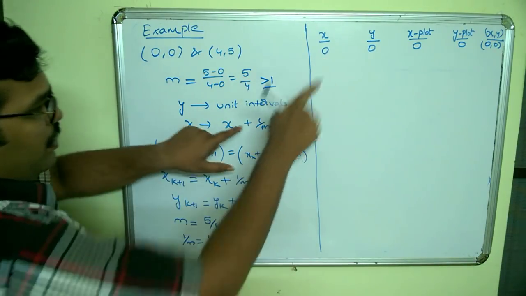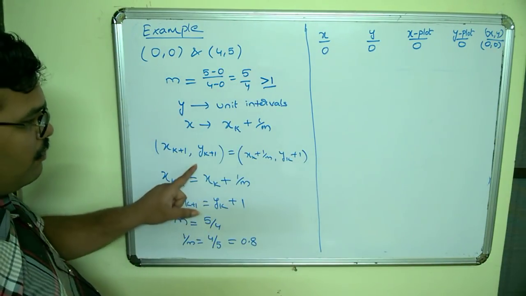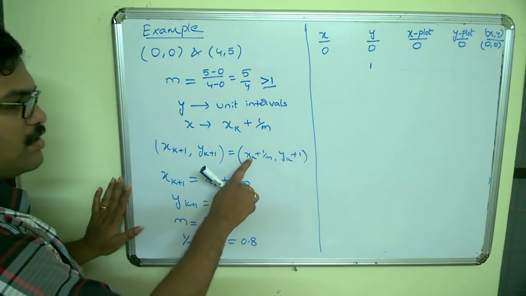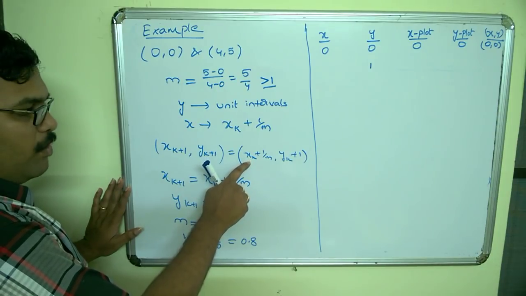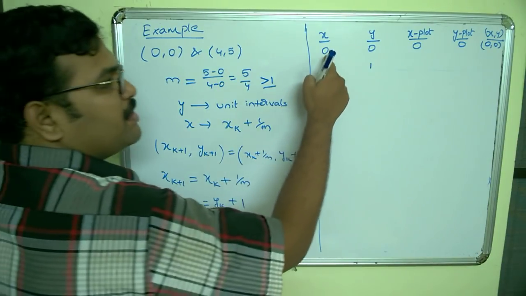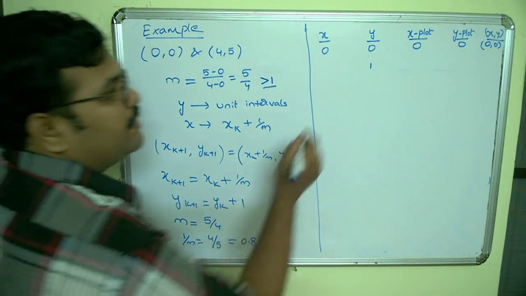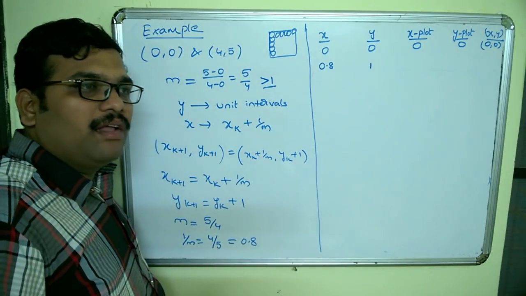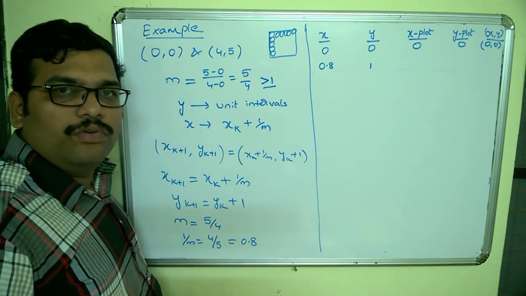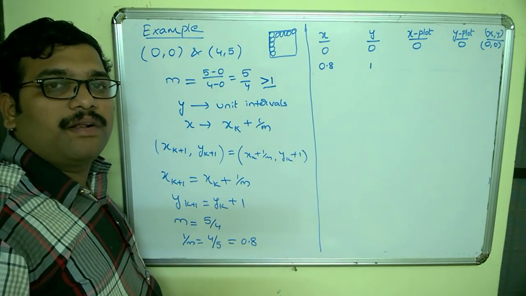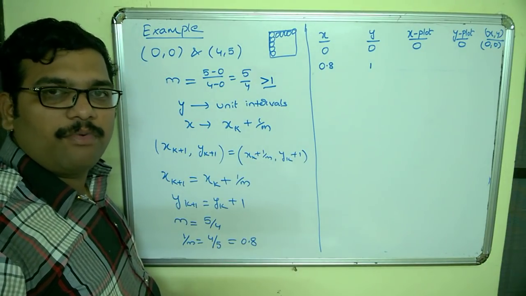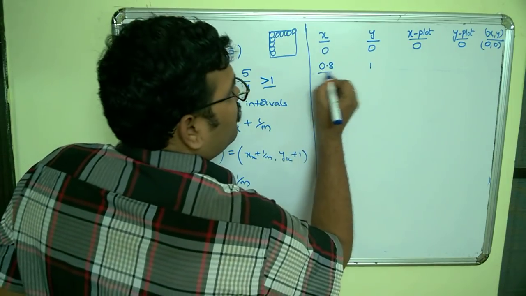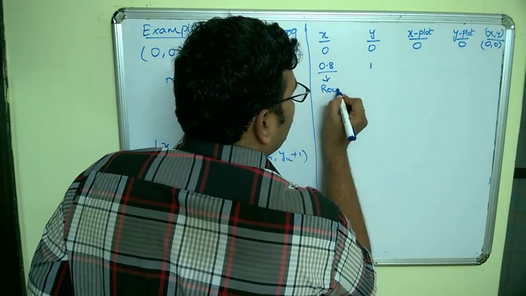So here m is greater than 1. Y moves in unit interval. So y becomes 1. And x becomes the old coordinate plus 1 by m. That means 0 plus 0.8. So it will be the pixels. So we can say the pixel number 1 or pixel number 2, but we can't say 0.8 pixel, 0.5 pixel, 0.6 pixel. So the decimal part must be rounded up. So here we have to round this decimal.